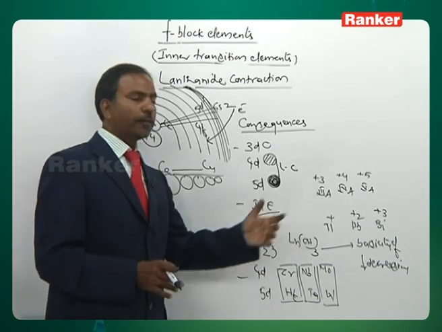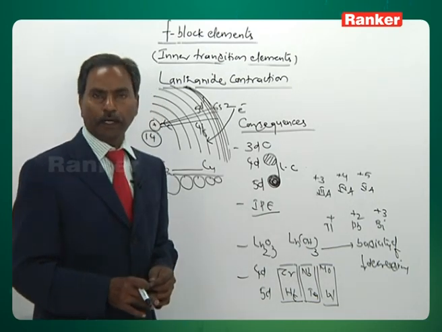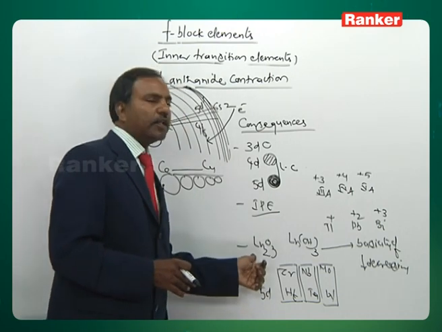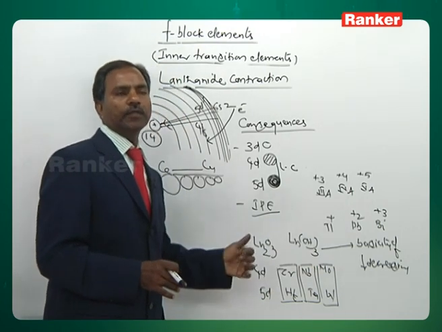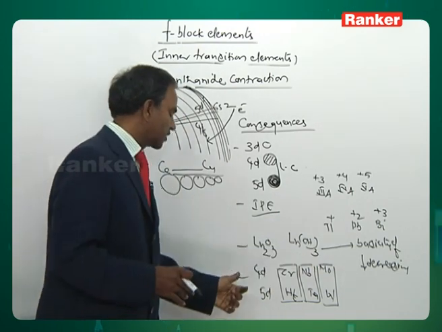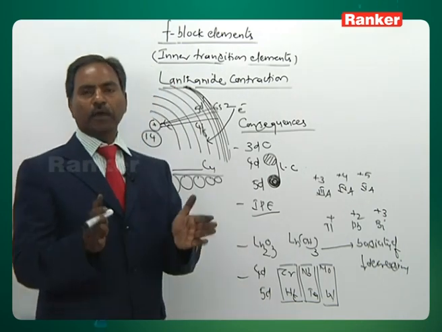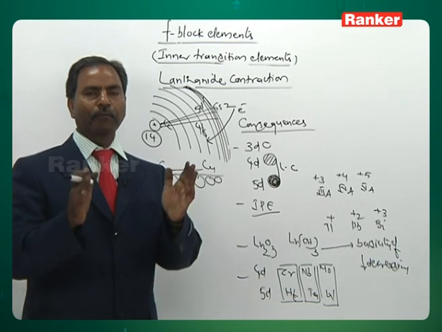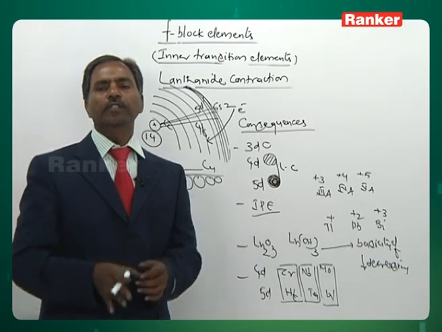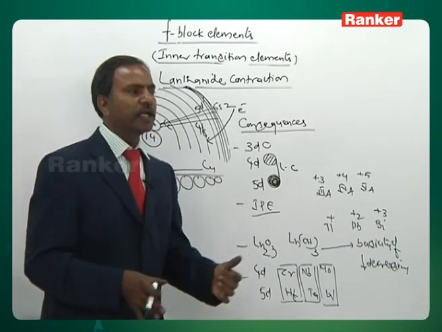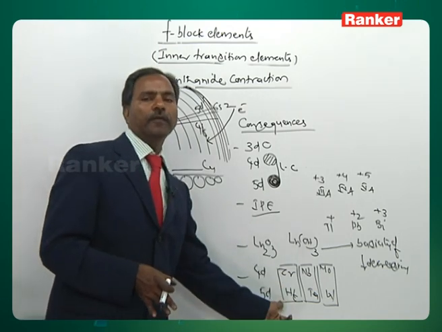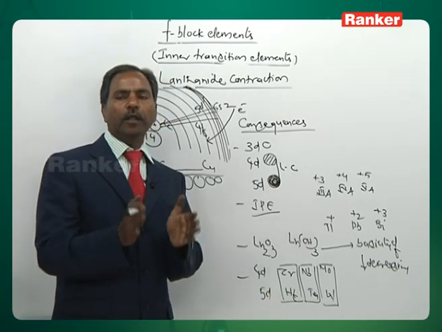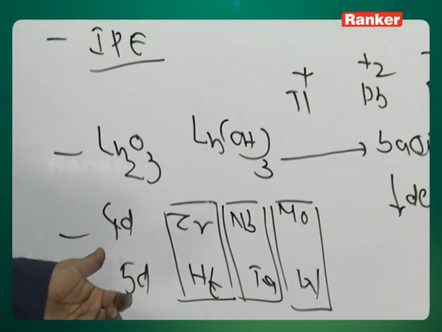Next, the inert pair effect is exhibited by thallium, lead and bismuth. Next, there is a gradual decrease in the basicity of lanthanide oxides and hydroxides. Next, as the 4d and 5d elements have more or less the same sizes, most of the 4d and 5d elements are available in the same mineral and show many similarities in their properties, especially zirconium and hafnium, which show similar properties due to the lanthanide contraction effect.